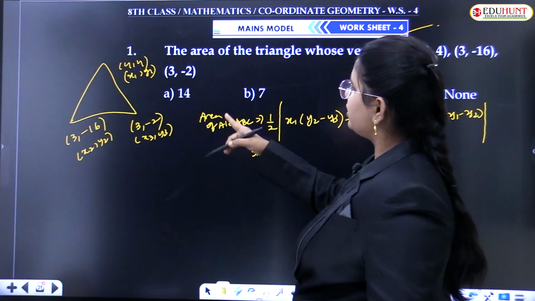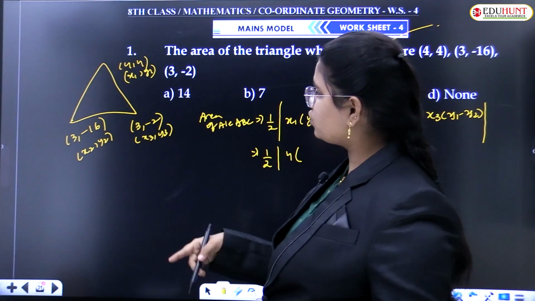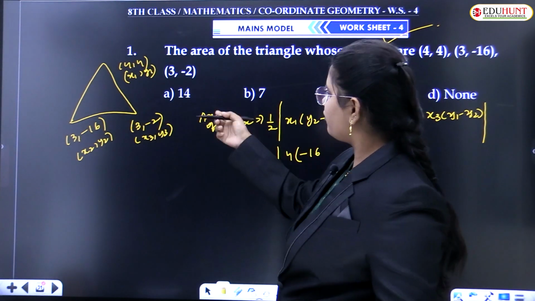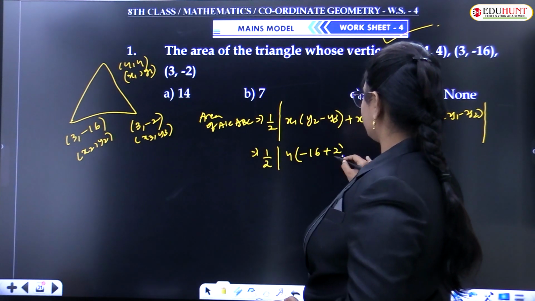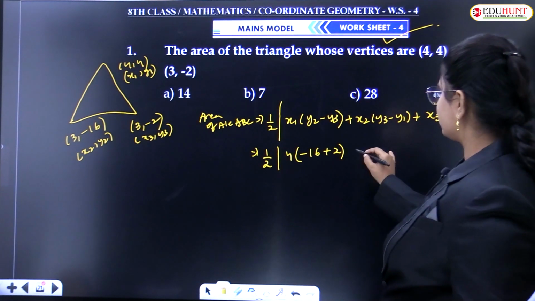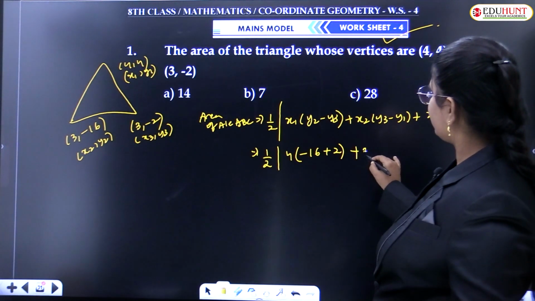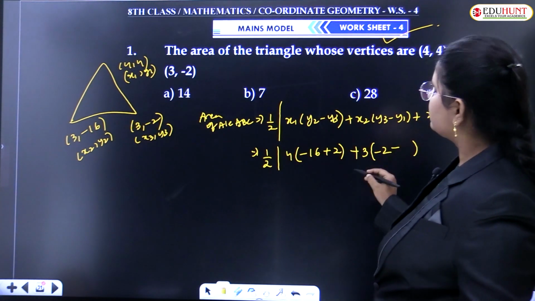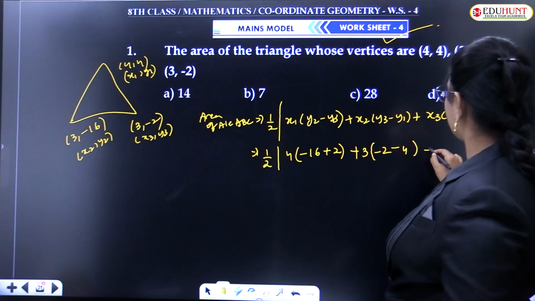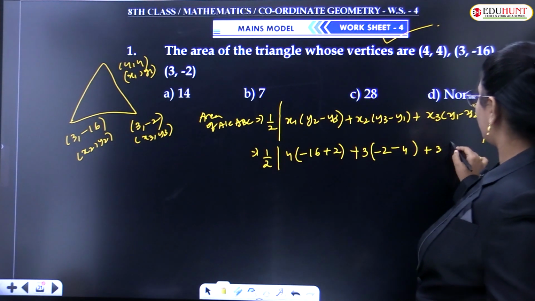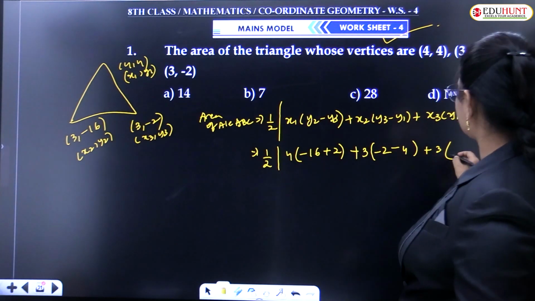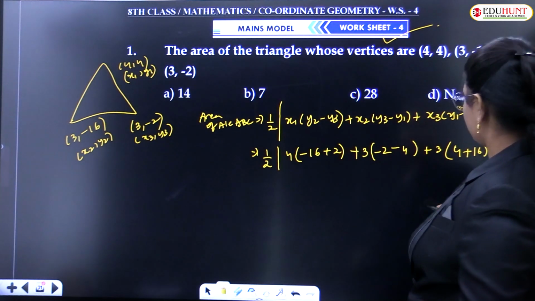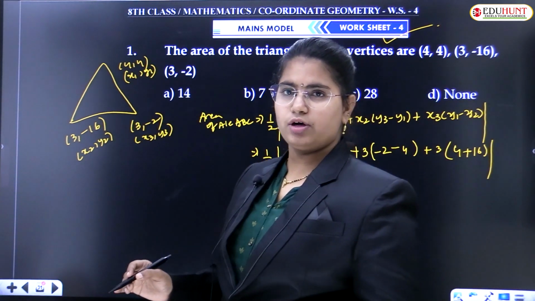Half. What is x1? 4 into what is y2 minus y3? y2 minus y3 is minus 16 minus of minus 2, which is minus 16 plus 2. Next, what is x2 here? x2 is 3 into what is y3 here? Minus 2 minus what is y1 here? 4, plus what is x3? 3. What is y1 here? y1 here is 4 minus what is y2 here? Minus 16 minus of minus, plus 16. Close.